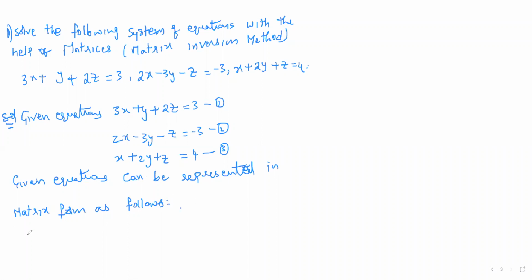ఏంటా మెథడ్? AX = B, where capital A means the xyz coefficients. X coefficient in the first equation 3, y coefficient 1, z coefficient 2, and in the second equation x coefficient 2, y coefficient minus 3, and z coefficient minus 1. Similarly in the third equation x coefficient 1, y coefficient 2.